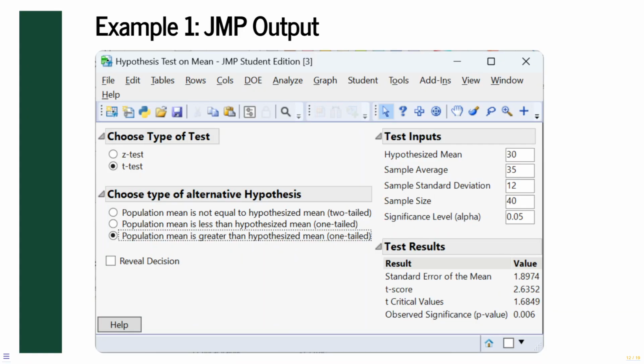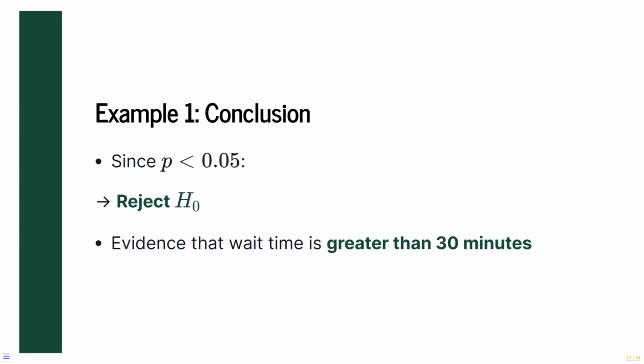Using statistical software, we compute a test statistic of about 2.635 and a p-value of about 0.006. We compare this p-value to our significance level of 0.05. Because the p-value is less than 0.05, we reject the null hypothesis. This means we have sufficient evidence to conclude that the average wait time is greater than 30 minutes.